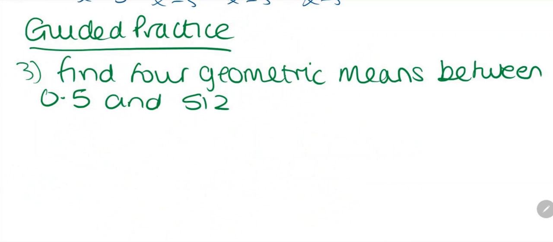So guided practice question. Question 3, find the 4 geometric means between 0.5 and 512. So pause the video, have a go. When you're ready, press play.